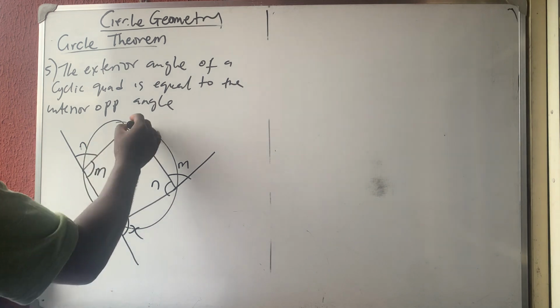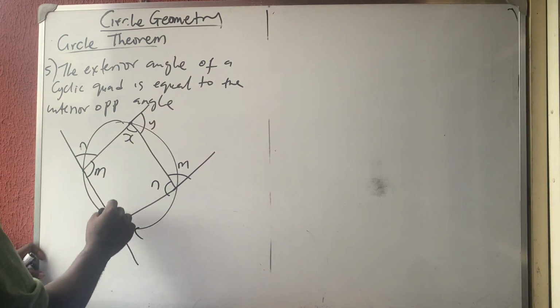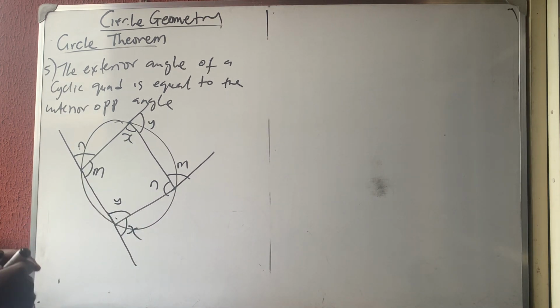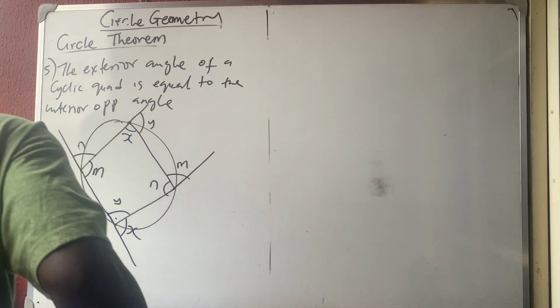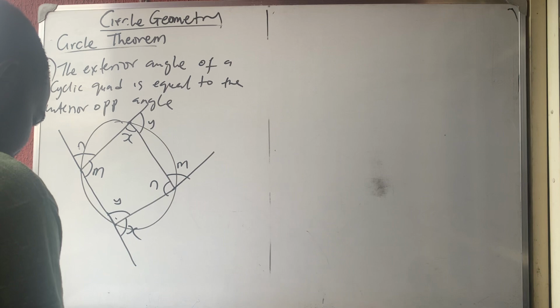Which other one? If I extend this one like this and here is y, for example, automatically this place is y. So it is called what? Opposite interior angle of a cyclic chord is equal to the exterior angle. Or you start from the exterior angle is equal to the opposite interior angle. Very, very simple.